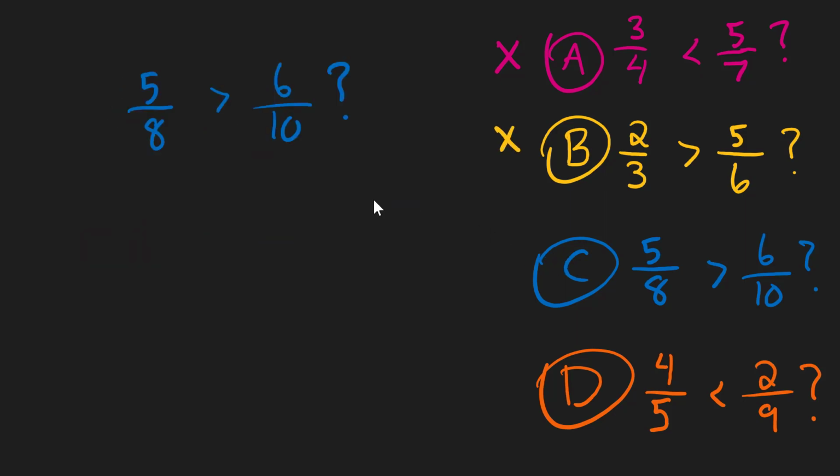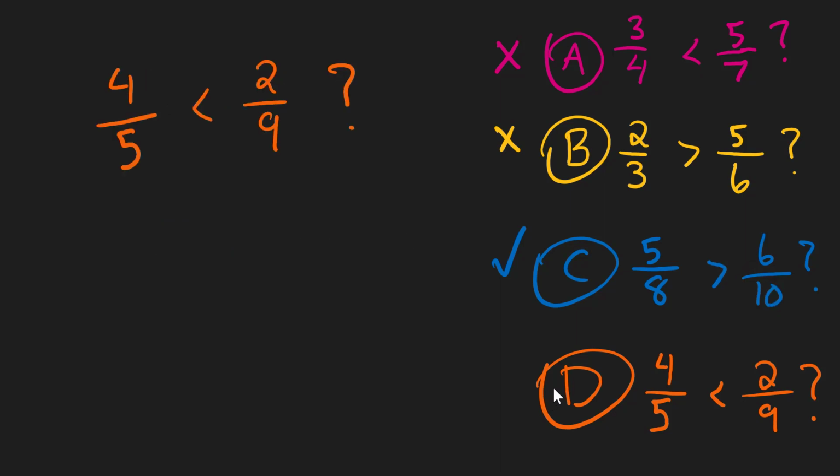How about part C? Is 5/8 greater than 6/10? Well, let's find out. We'll plug into our calculator 5 divided by 8, and we get 0.625. And when we plug into our calculator 6 divided by 10, we get 0.6. So is it true that 0.625 is greater than 0.6? Yes, this is true, and so C is true. This inequality is true. 5/8 is greater than 6/10.